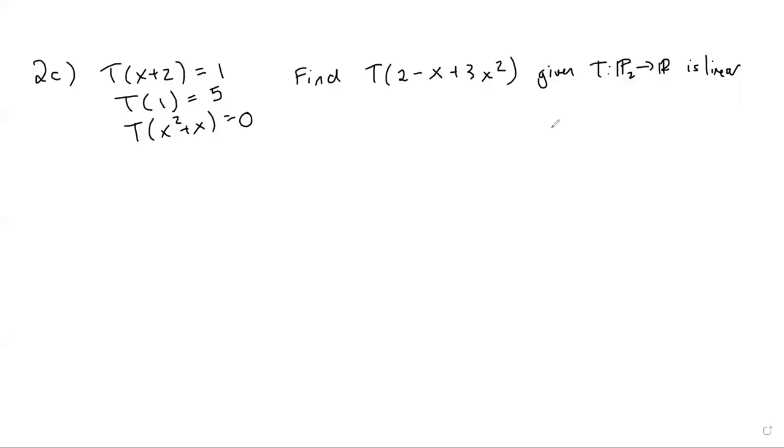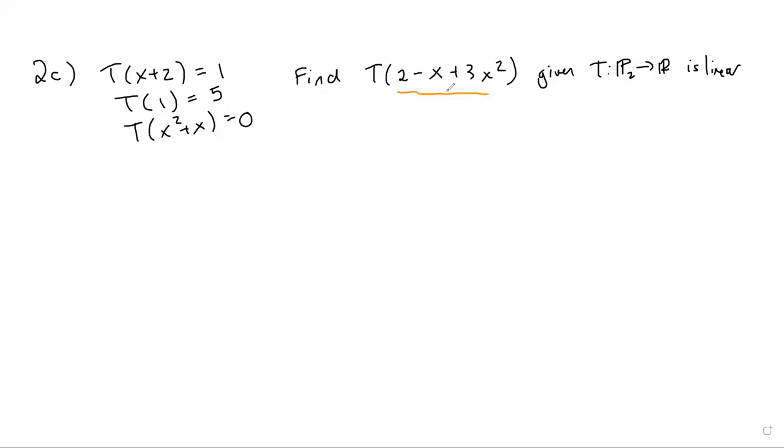So we've got a transformation T from the set of polynomials of degree 2 or less to the real numbers. And we know how T acts on this set of three polynomials. So we've got a quadratic, T on a constant, and T on a linear. And so hopefully from those three, I should be able to get anything in P2. And what we're trying to do is find what T does to this expression here.